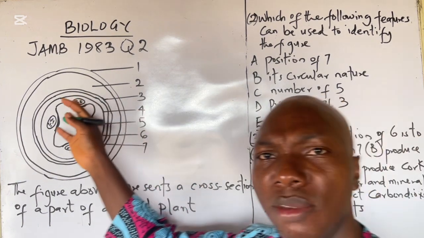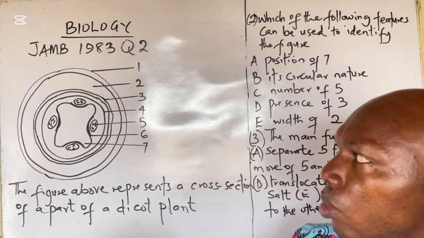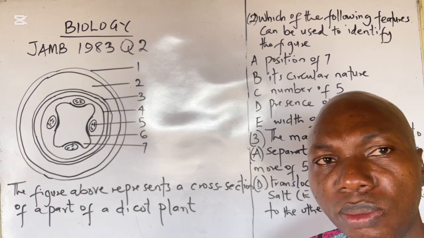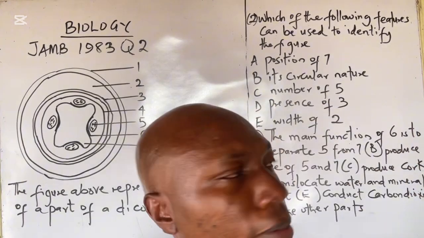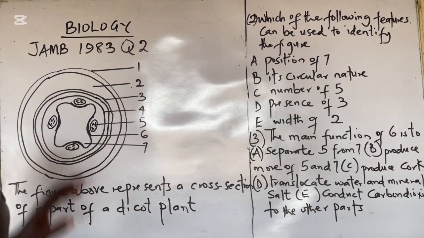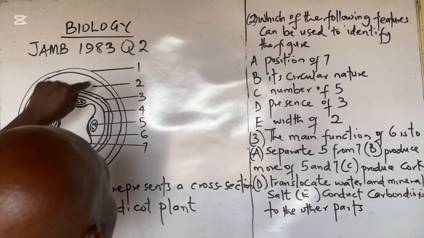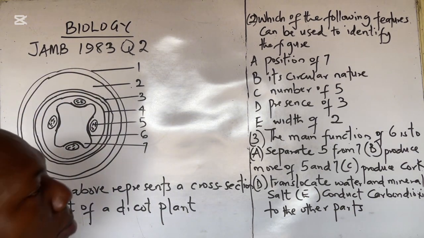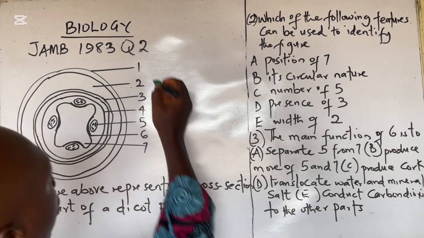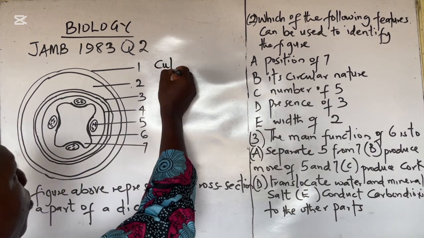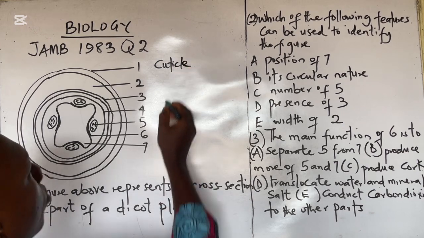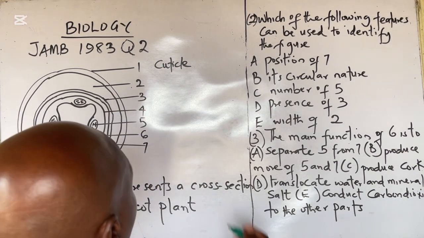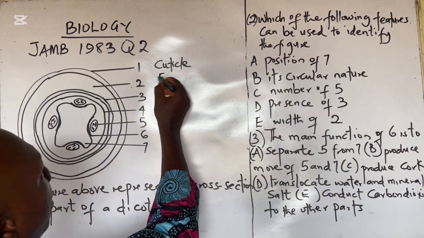So before you can solve this question, you must be able to label the diagram very well. Let's get started. Look at this now. This is a dicot plant, and we have been asked to label them. Let's label them. Number 1 is our cuticle. Number 2 is the next layer after the cuticle, and it is epidermis.